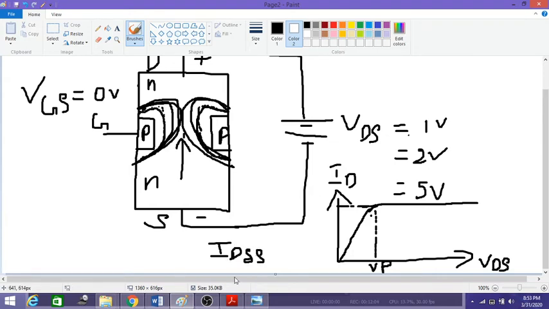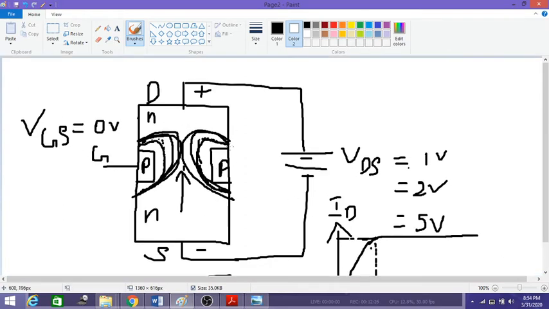IDSS. So I cannot write here, so I have written here. So this current is a maximum current. So this is a maximum source to drain current, saturated source to drain current. IDSS stands for saturated source to drain current. It is a maximum current that we can flow from source to drain with VGS equal to 0.